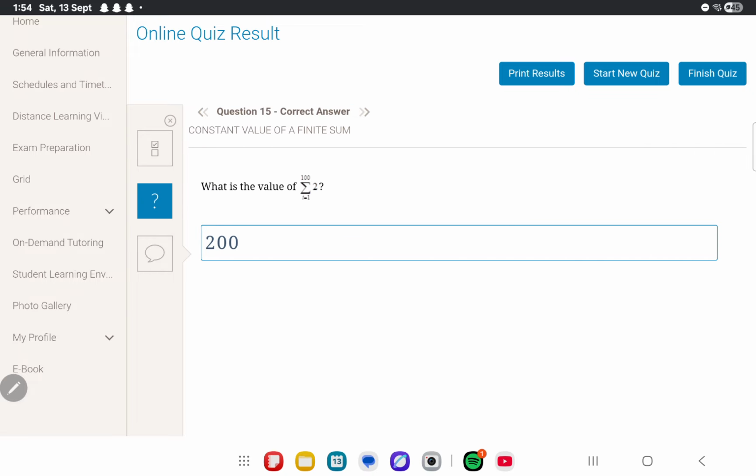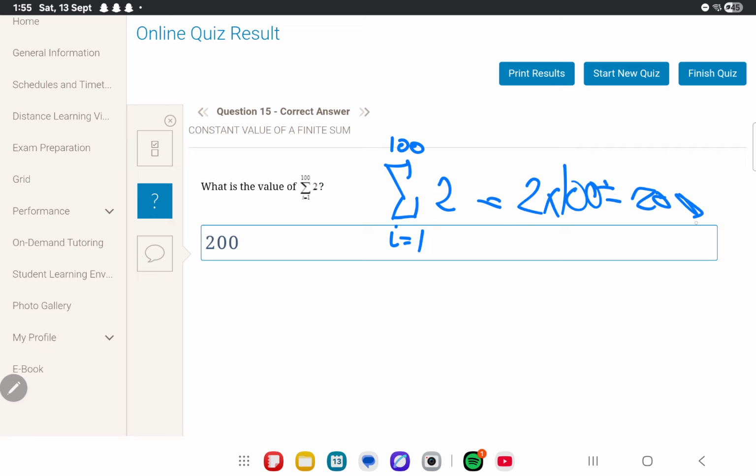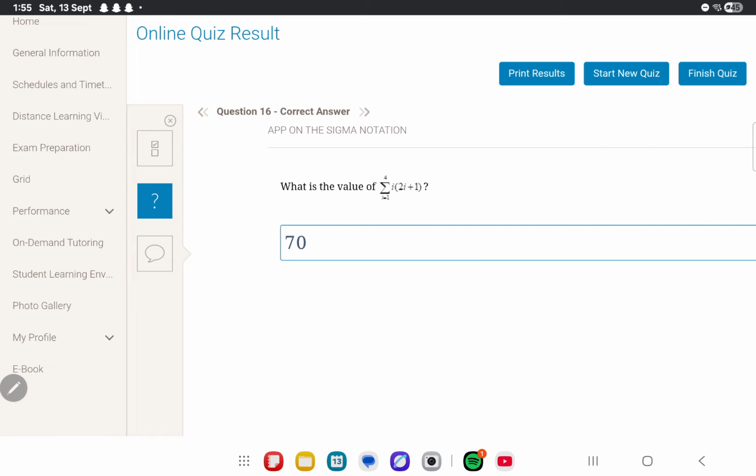This is an application of the rule I told you before. When you have a constant, let's say k, and you have i equals 1 to n, it's going to be nk. Like how here we have the sum of 2 from i equals 1 to 100. It's going to give you 2 times 100, which gives 200. That's my answer. I'm writing really quickly because I have to go do something and it's been an hour.